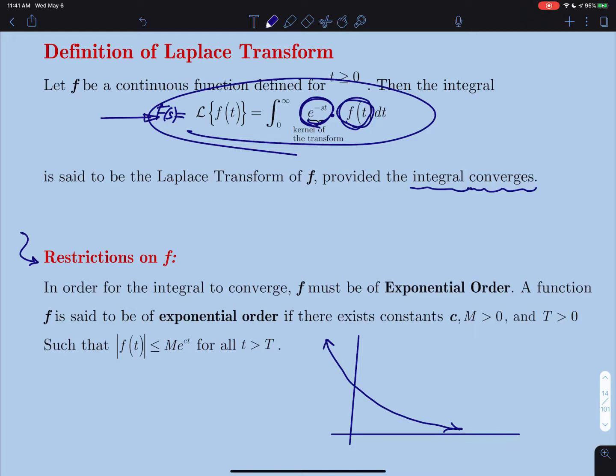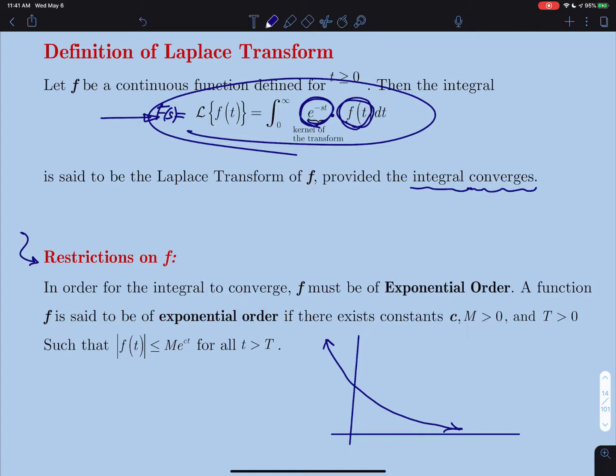But you have a very, very fast decaying function that's multiplying it so that the negative st will force that f of t to behave so that the integral could converge. That's the best way I could say it. So it's basically the protector, or the person that keeps f of t in check.